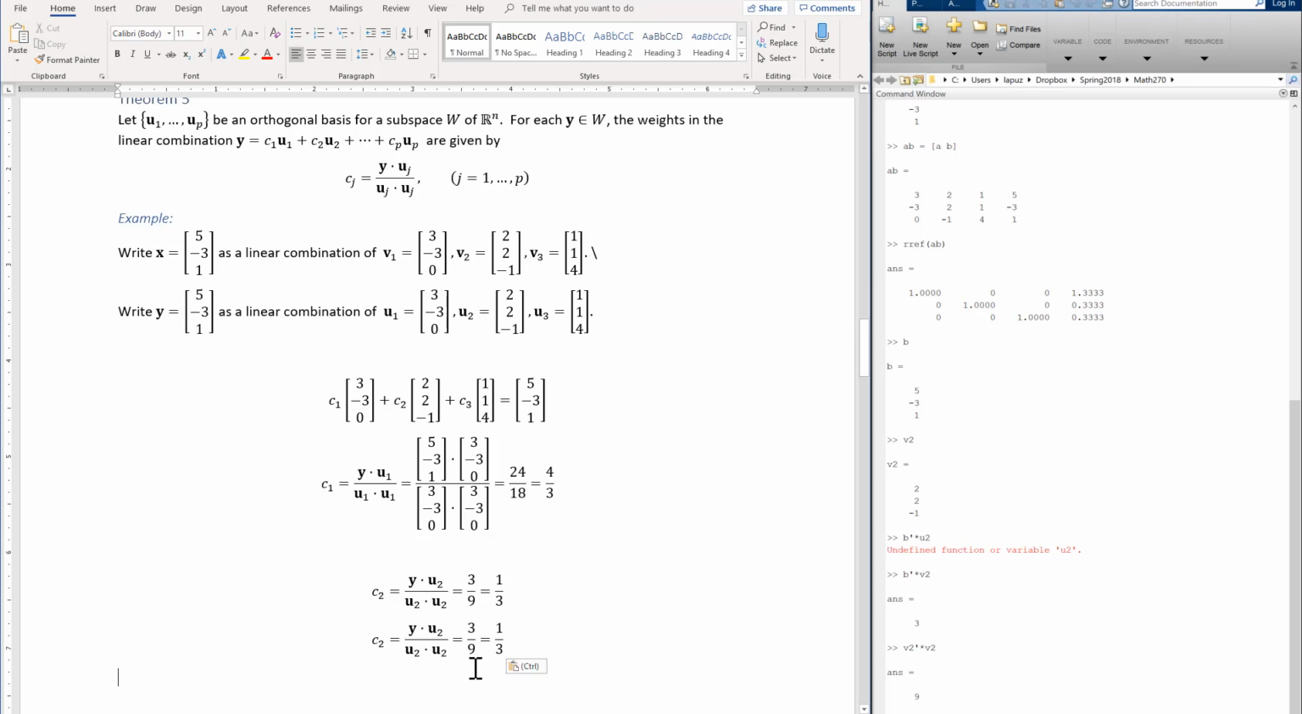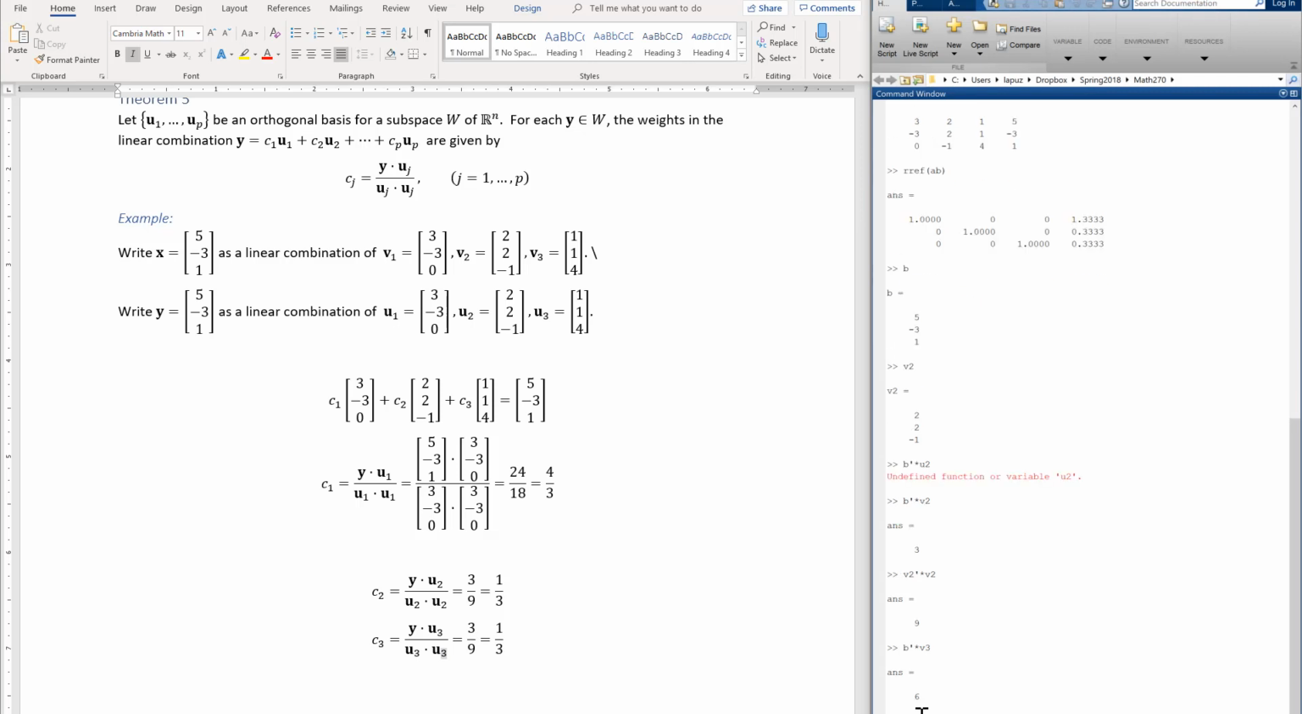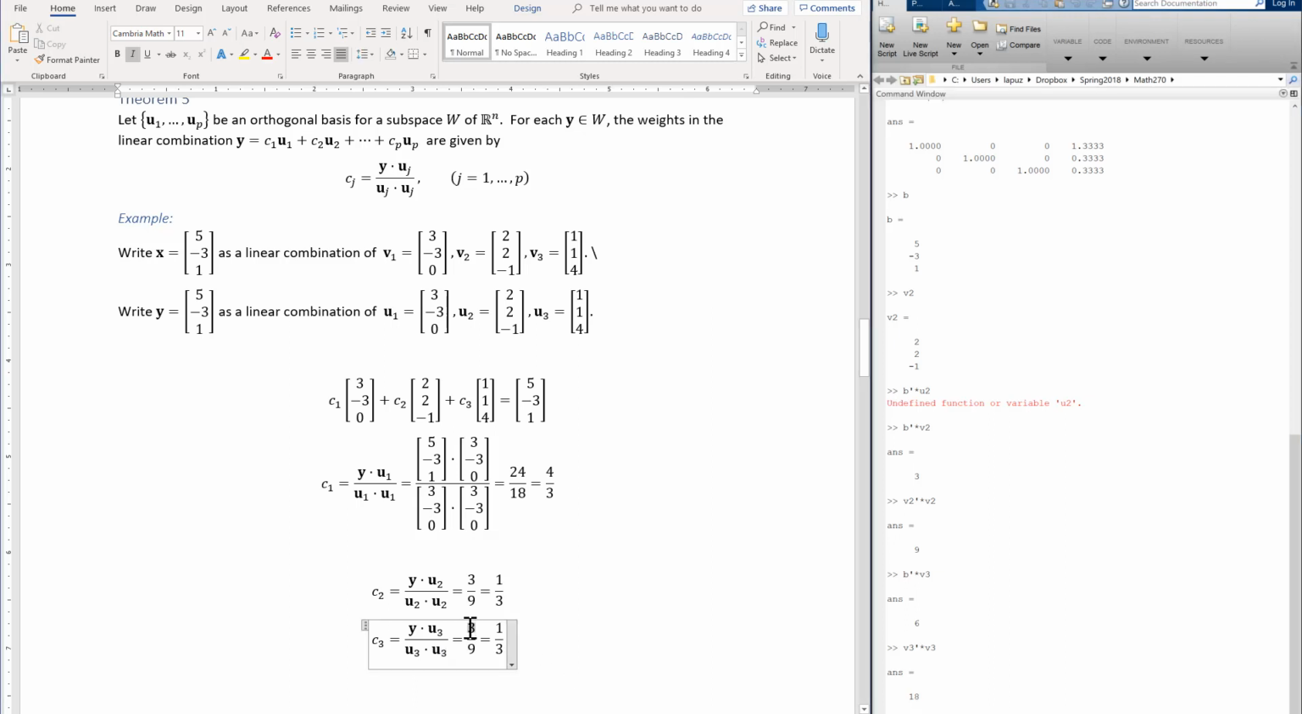So with 3, and 3, so that would be B transpose times V3. That's 6 divided by V3 transpose times V3. 18, so that's 6 over 18. 6 divided by 18, which again is equal to 1/3.